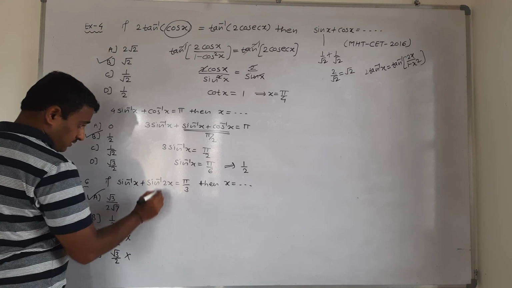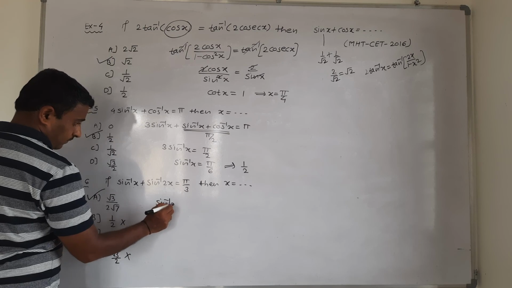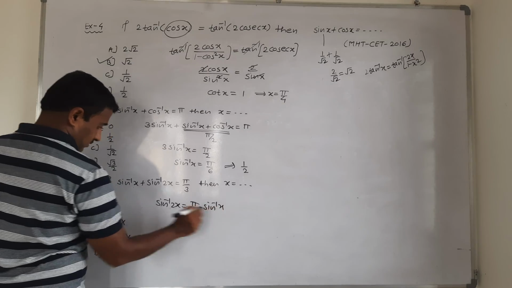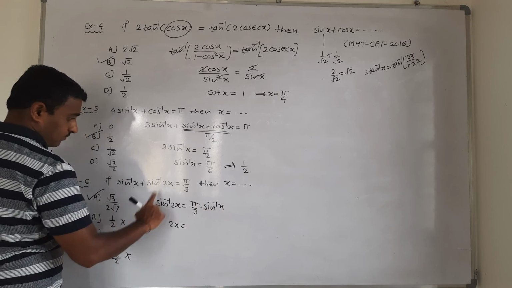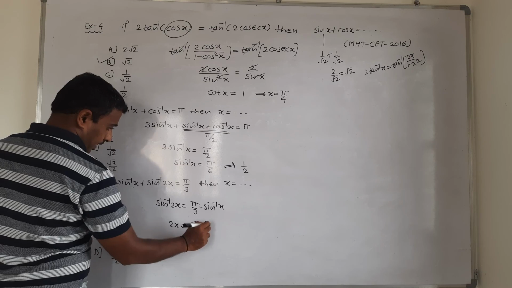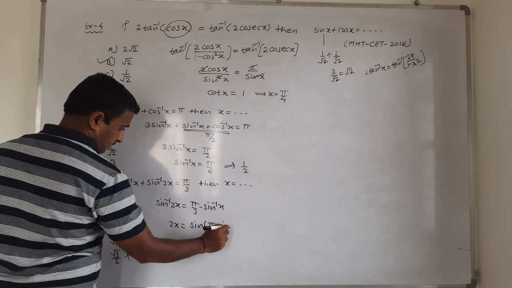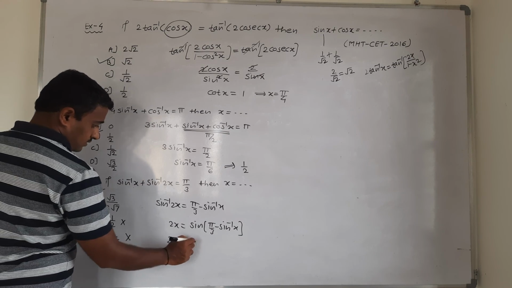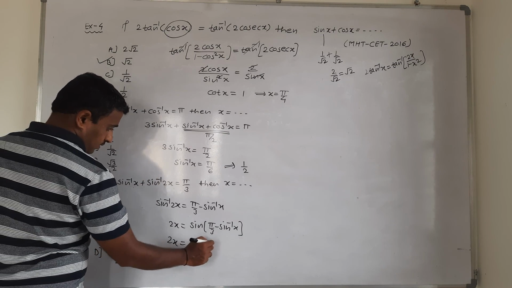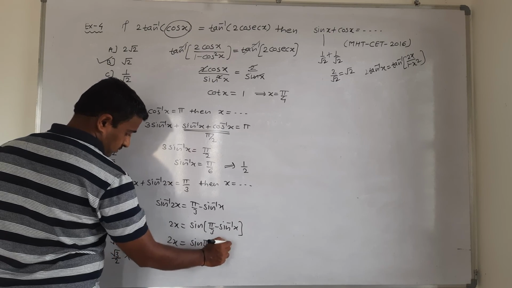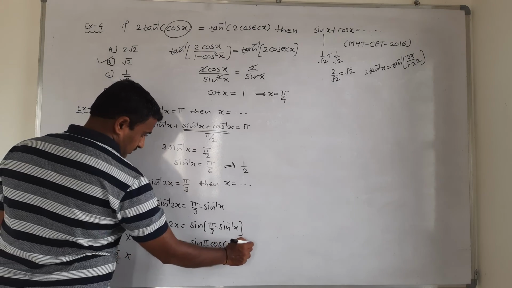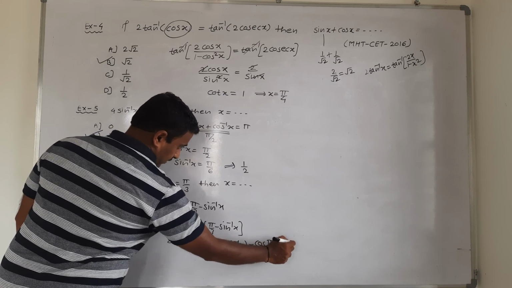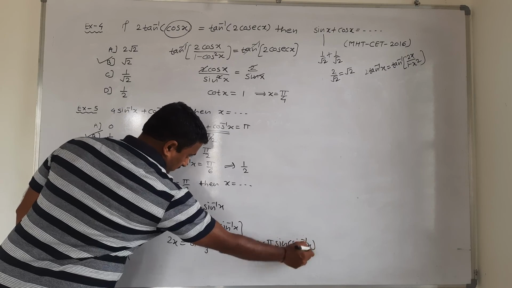We can also solve this. Sin inverse 2x is equal to pi by 3 minus sin inverse x, then 2x is equal to sin of pi by 3 minus sin inverse x. Now the formula: sin A minus B is sin A cos B minus cos A sin B, with sin inverse x.